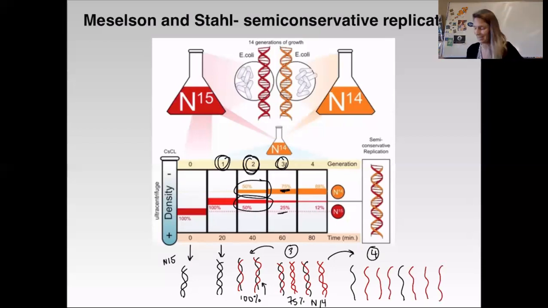We're going to end up with 16. Every strand is going to get a red, right? So sorry, my DNA is getting a little messy here, right? And now what we can see is that we are going to have different amounts, but again, higher in the N14. So hopefully that makes sense.